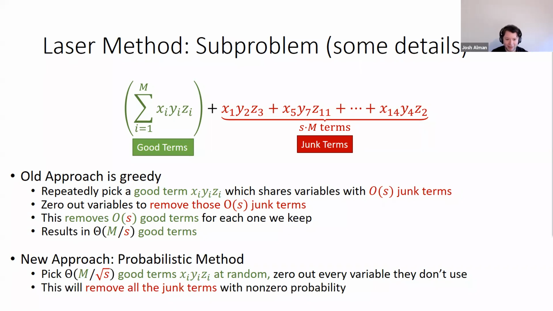And so by the probabilistic method, there has to exist a way to pick m over root s good terms such that you could keep all of those while removing all of the junk terms. That's the idea behind the improvement. So it's a slightly more clever way to choose which good terms to keep.